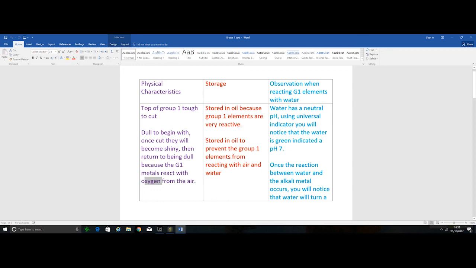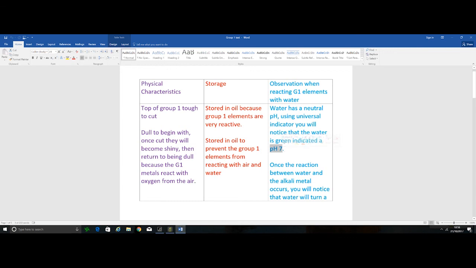So the question is, what do you see when you're reacting the group 1 elements with water? The way you can do this is quite interesting. You take some water and you add some universal indicator to it. Water is pH 7, which means it's neutral. So when you add the universal indicator in, the water will turn green, which indicates a pH 7. pH 7 is right in the middle.